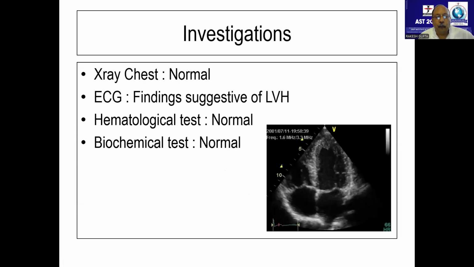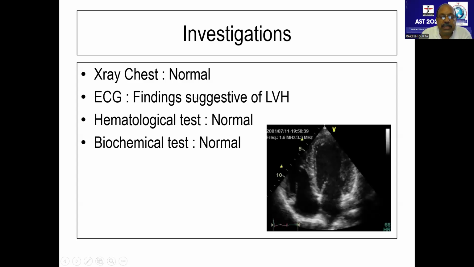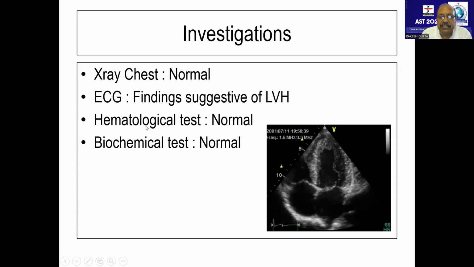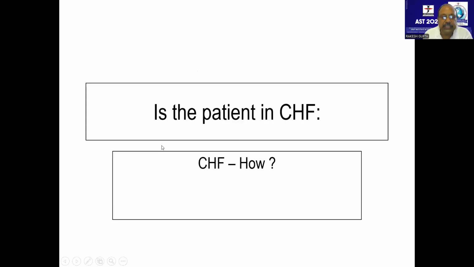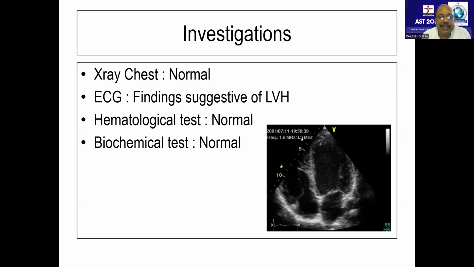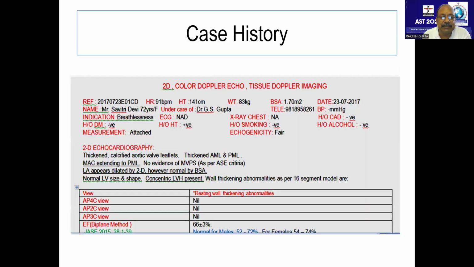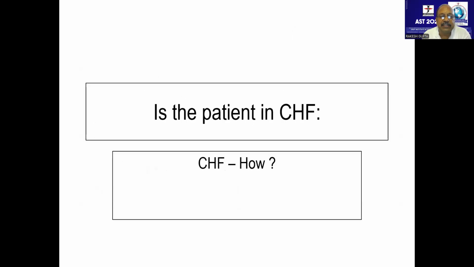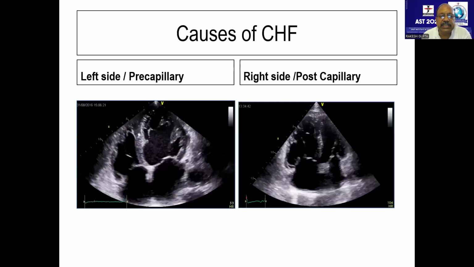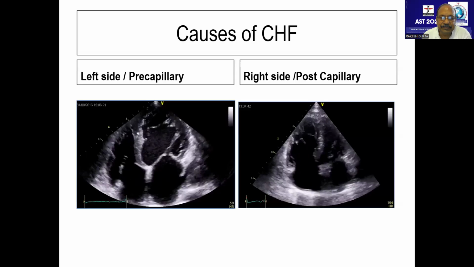Let's move further. We looked at a chest X-ray, which was normal. ECG shows ST segment depression with T-wave inversion in I, aVL, V5, V6. Hematological investigations were normal. Biochemical investigations were normal. Now, looking at this history and this examination, is this patient in congestive heart failure or not? And if so, how do we say this is congestive heart failure?